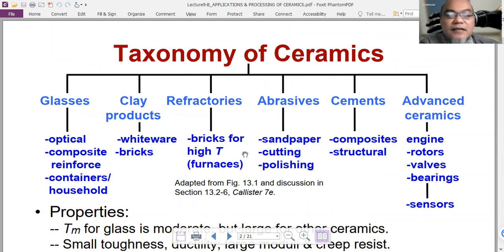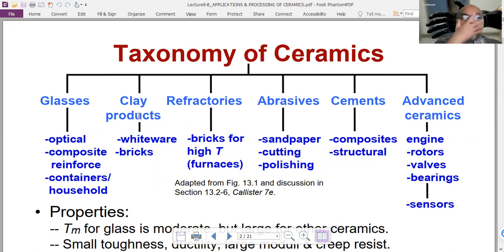There is a glass type of ceramics. This is usually used for containers for household, which we have in our home, and also optical, as lens, as window, or as composite reinforcement in fiberglass structure, fiberglass composite. Usually, glass ceramics are also used to reinforce the composite. Later, we will study composites in a different chapter.